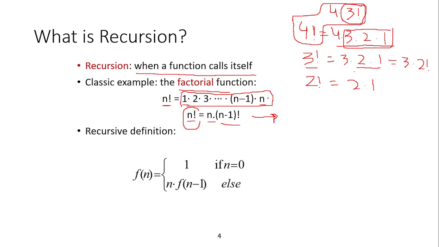This is kind of the iterative definition. This is the recursive definition. Why do we call it a recursive definition? Because to find the factorial of n, we need to find the factorial of n minus 1.